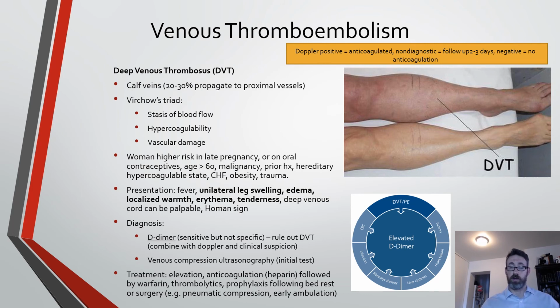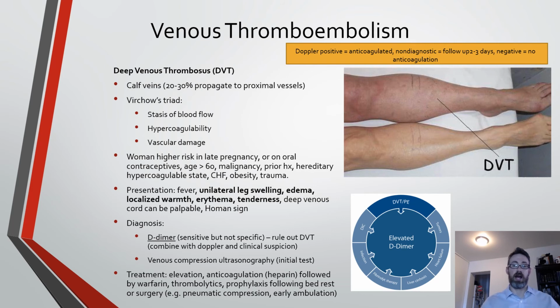Okay, where there's stasis of blood flow, a hypercoagulable state like factor V Leiden, for example, or vascular damage, where there's disruption of the endothelium, which helps us to maintain homeostasis by preventing unwanted coagulation and clotting. So these are really the three that apply to both the arterial side and the venous side as well.